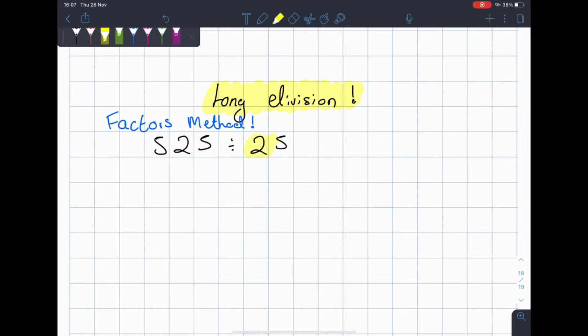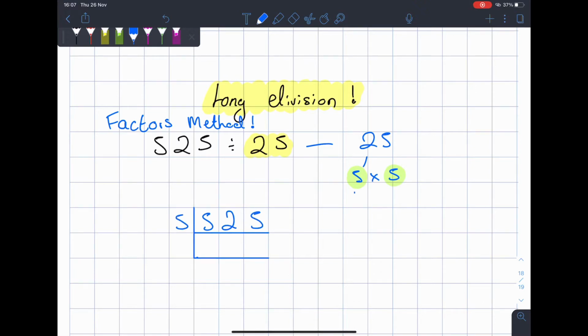For the factors method, we must get the factors of the divisor, which is 25, and we can make 25 using 5 multiplied by 5. We then divide 5 into 525 and get an answer, and then divide 5 into that again to get the final answer.